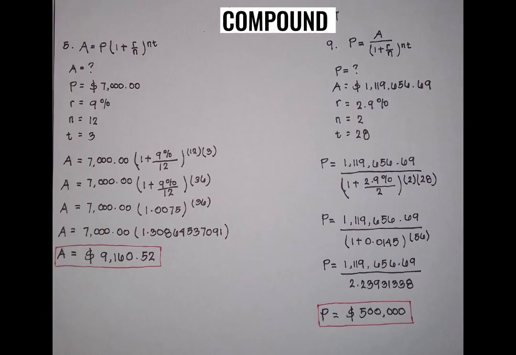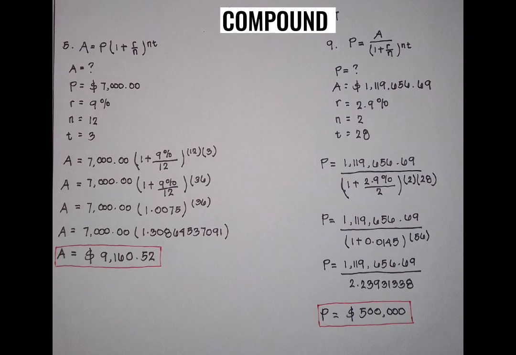Compound number 5. A is the missing. So A is equals to P times 1 plus R over N raised to the power of NT. So the value of P is 7,000 US dollar, and for the R is 9%, N is 12, and T is 3. A is equals to 7,000, 1 plus 9% over 12 raised to the power of 12 and 3. So A is equals to 7,000, 1 plus 9% over 12.